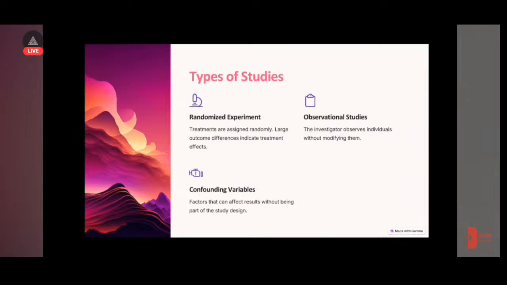And second, we have the observational studies. The investigator observes individuals without modifying them. The only job of the investigator is just to observe and make some inferences from the observation, but no modification is going to be done.